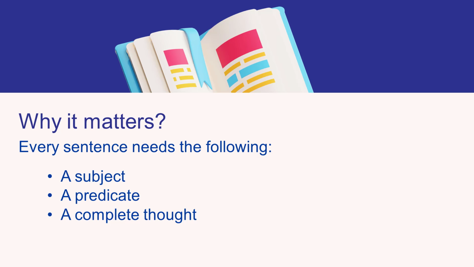Here's why this matters. Every sentence needs the following. It needs a subject, a predicate, and a complete thought. And so being able to identify when a sentence is complete and when it is not complete is a skill. And the first step in developing that skill is really to know what the subject, what the complete subject, and what the predicate are in each sentence.